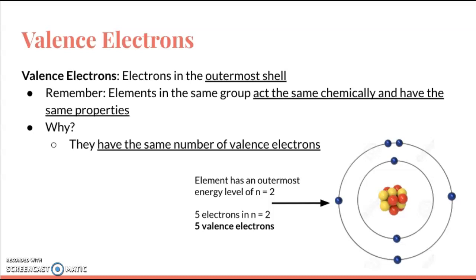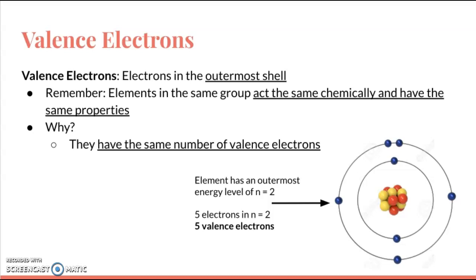Once I know how to draw out my Bohr models, I can then talk about valence electrons, all right? Because we've been talking about energy shells, and valence electrons are your electrons that are in your outermost shell, meaning the shell that is furthest away from your nucleus, okay? And we talked about this when we were talking about families and groups on day 1 of this unit, and also when we were talking about trends.